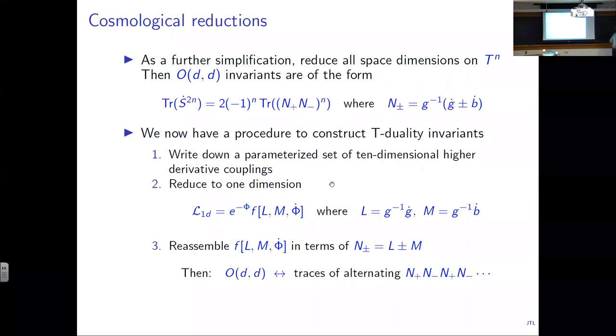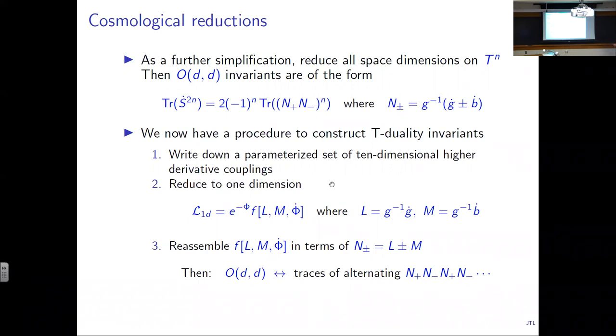As I said, if you just take some 10-dimensional term and reduce it to 1 dimension, you just get some functions of L's and M's, and you're allowed to rewrite that as a function of M plus and M minus. And these are, in some sense, Lorentz invariants. They're scalars in the 1-dimensional sense. So they are going to be traces. You're not going to have open internal indices. However, the traces may not be M plus, M minus, M plus, M minus alternating. You've got traces of M plus, M plus, M plus, M minus and things like that. So it becomes not trivial.